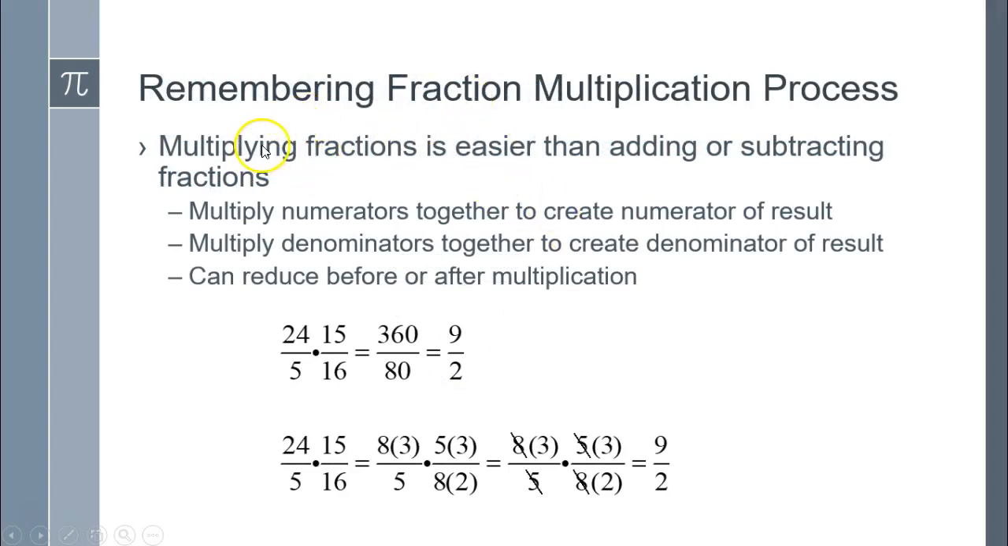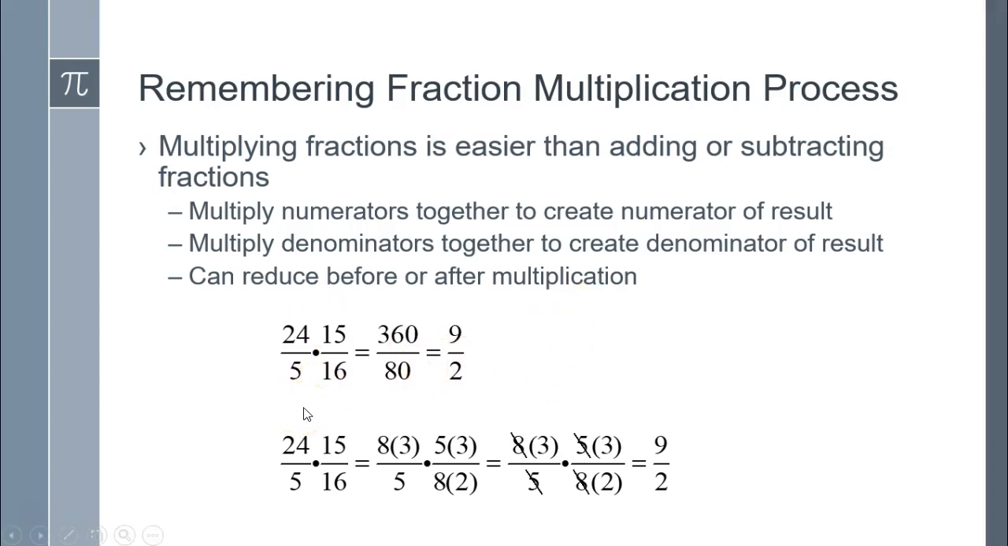So again, as a reminder, multiplying fractions is easier than adding or subtracting. We all want to think adding and subtracting would be easier because we learned that first when we were kids, but no, multiplying is easier because you don't need a common denominator. You just multiply the numerators, or the tops of the fractions, together to get the numerator of the result, and you multiply the denominators, or the bottoms, together to get the denominator of the result. You can either reduce after you multiply, or, if you factor first, you can reduce before you write the final multiplication answer.